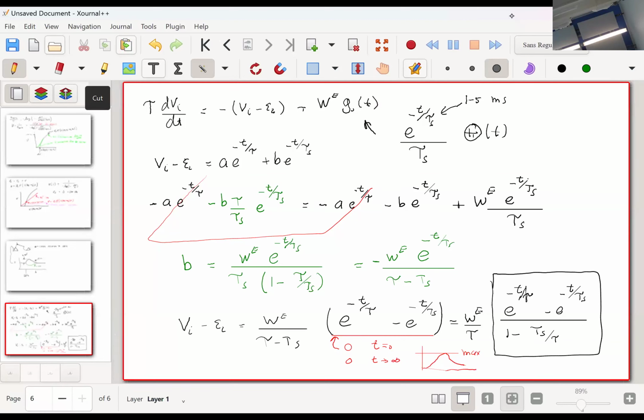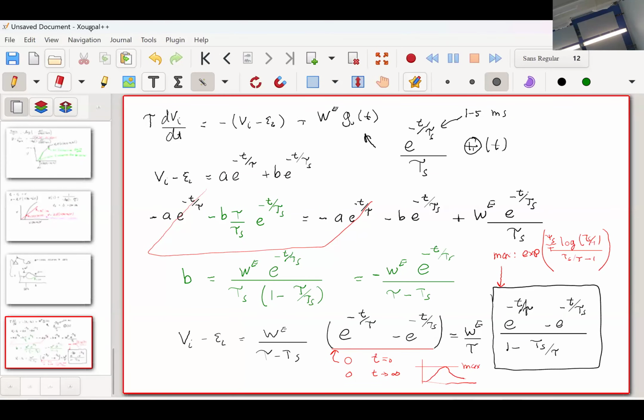And the maximum occurs, it's not hard to show, this has a maximum at t equals tau s over tau log of tau s over tau divided by tau s over tau minus 1, that's the exp. Okay. You should verify that. It's not so hard. A couple lines of algebra. Doesn't really matter.